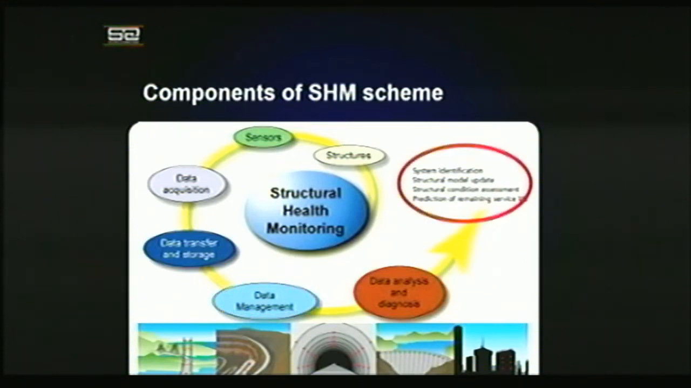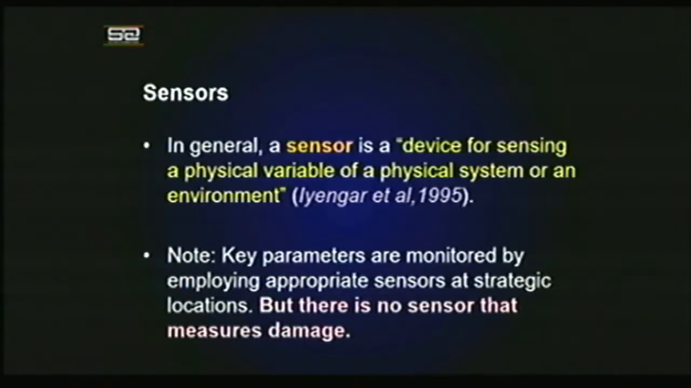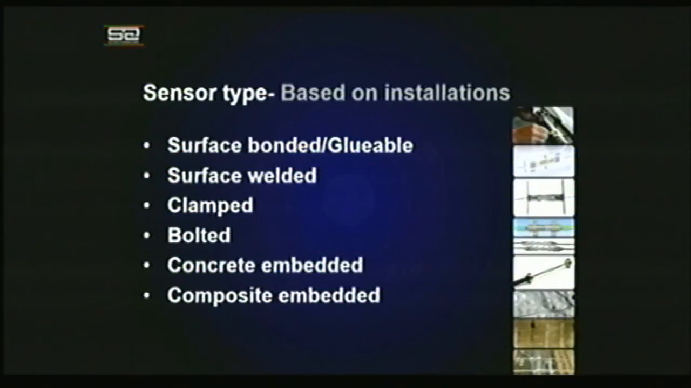The sensor is a device for sensing a physical variable, as we all know. The key parameters are monitored by employing such sensors at strategic locations. But what is to be noted is that any sensor does not measure damage. We use the sensor data in time history form, which represents different states. When you compare two different states, any change, either increasing or decreasing, can represent damage.